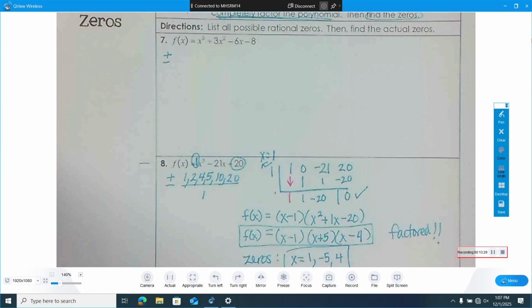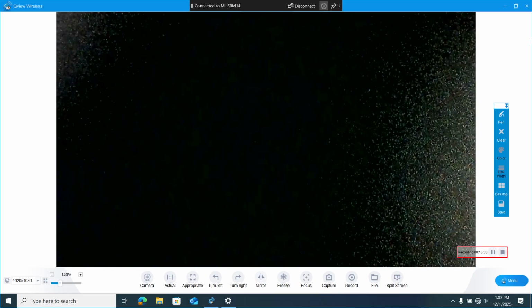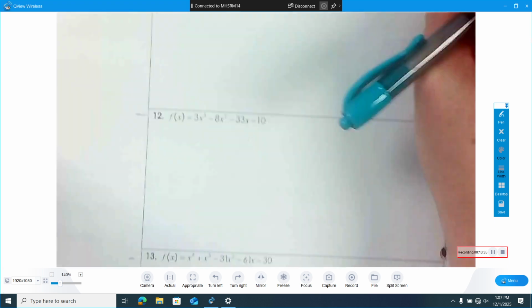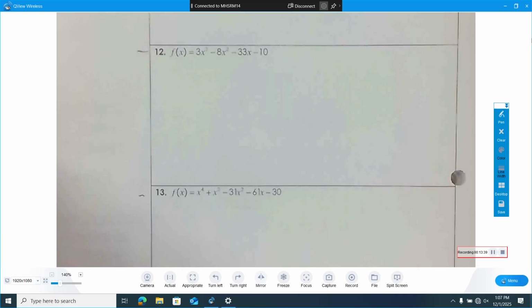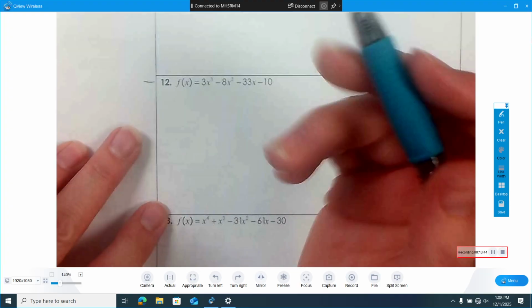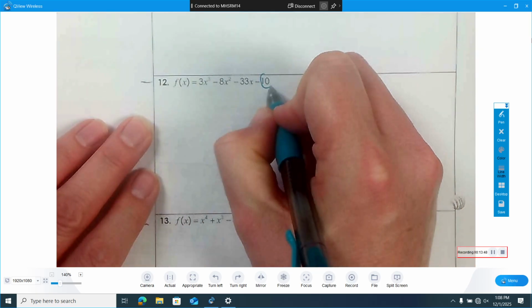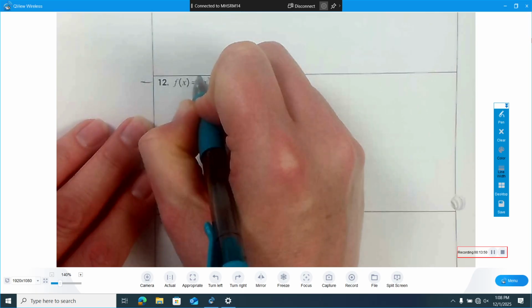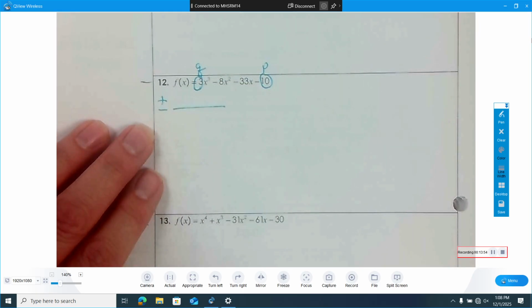Let's do, I think, one that I wanted to do. Turn the page. Let's do 2 more. I'll do 12 and 13. We got time. So 12 and 13. Number 12, we have our P and our Q. And so our plus or minus list of potentials here.